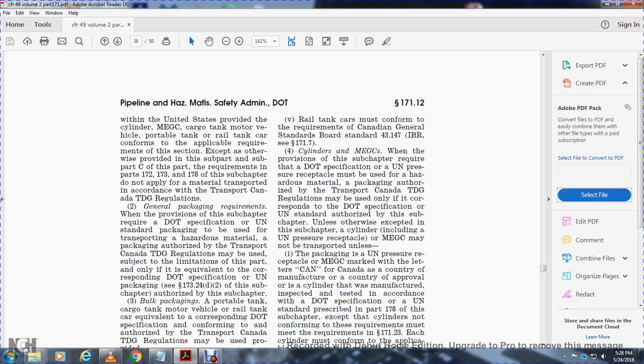General packing requirements: with the provisions of the subchapter, DOT specification or UN standard packaging is to be used for the transportation of hazardous material. Packaging authorized by the TDG regulations may be used, subject to the limitations of this part, only with the equivalent corresponding DOT specification or UN packaging authorized in 173.24 of the subchapter.